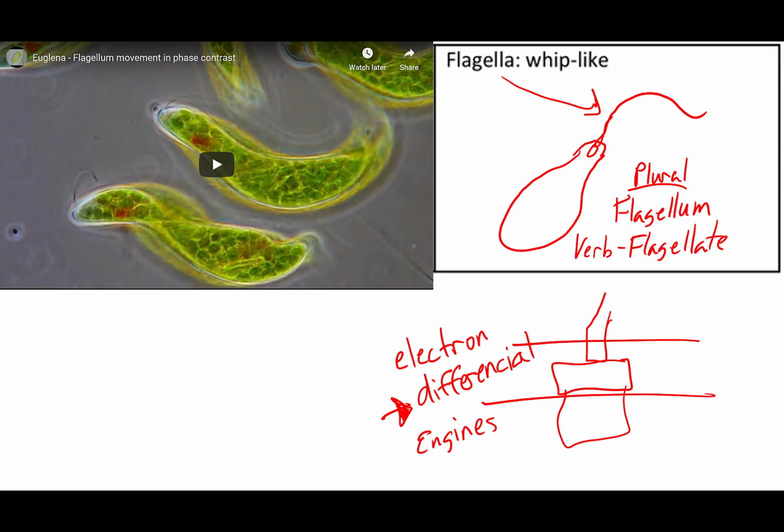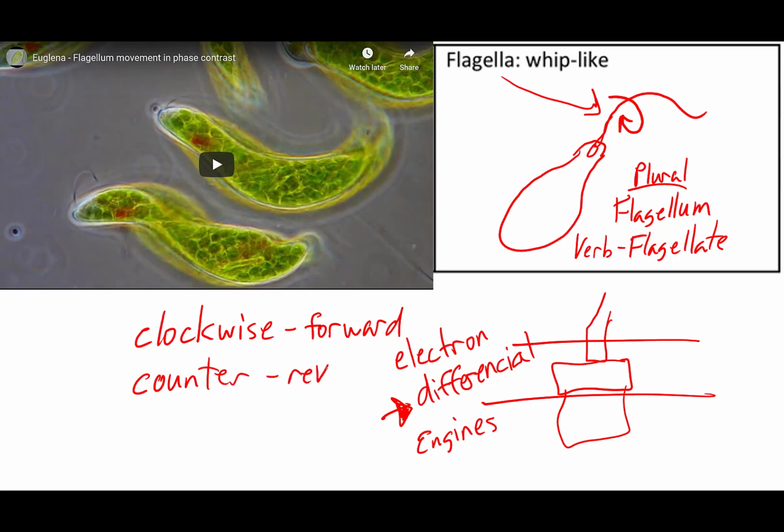We create an electron differential between the two membranes, and as it flows, it causes it to spin. So it's going to spin around in a circle, and I believe that clockwise will create forward motion, and then counterclockwise, it can go in reverse as well.